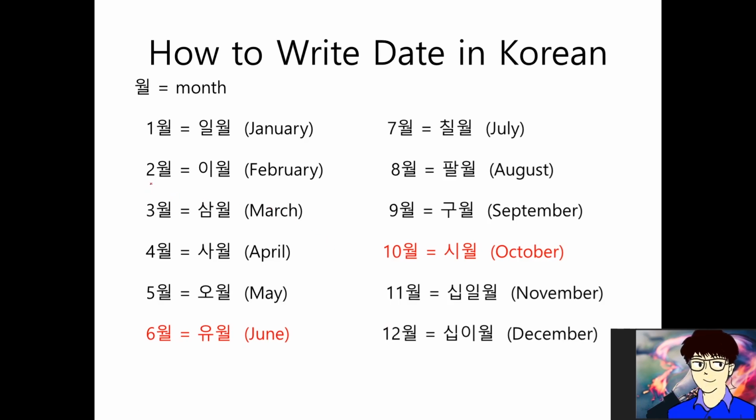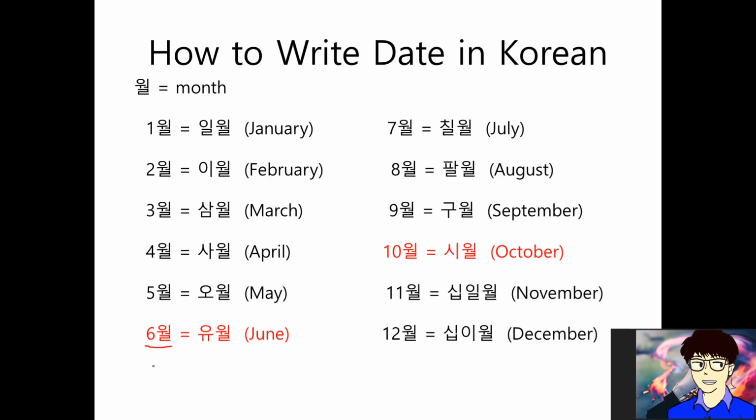And 2월. Great. 2월 is February. And 3월. Good. 3월 is March. Very good. And 4월. 4월 is, yes, April. And 5월. 5월 is May, right? May. And now you have to be careful.